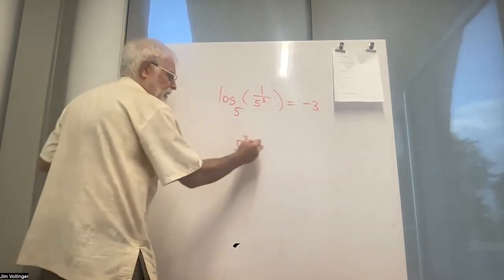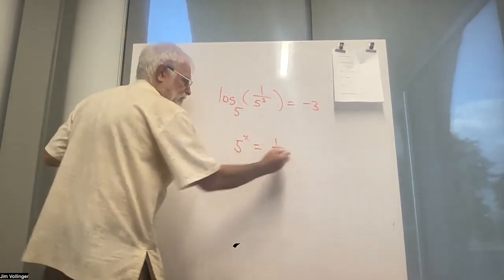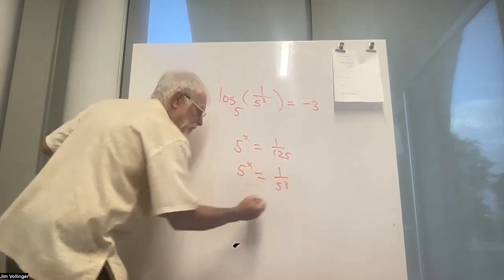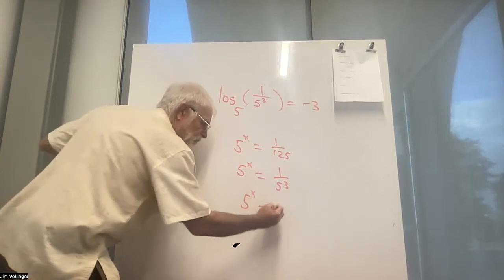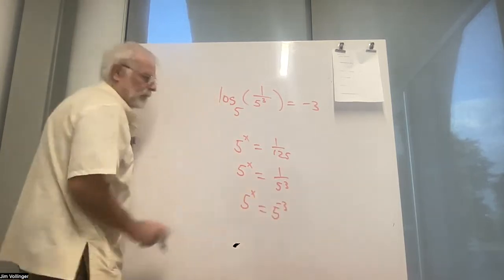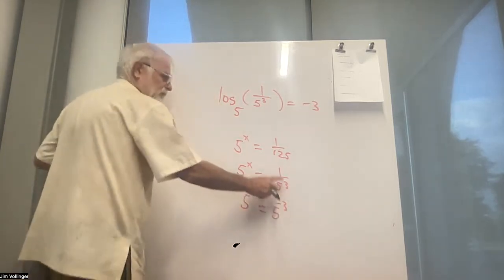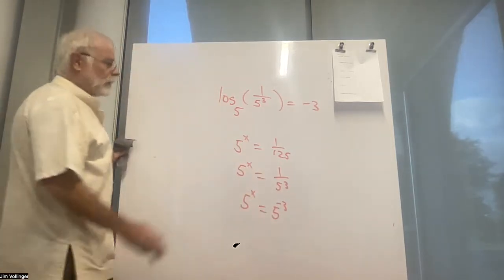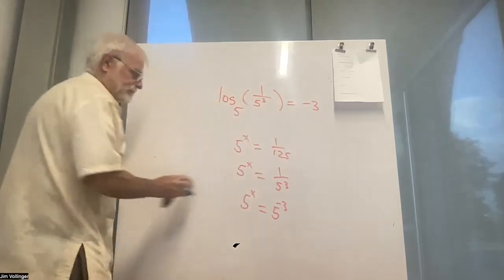So 5 to the x equals 1 over 125. 5 to the x equals 1 over 5 to the 3. 5 to the x equals 5 to the negative 3. So positive exponents in the denominator can be written as negative exponents in the numerator. Okay, and so hence that answer.